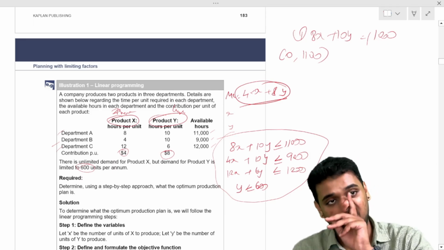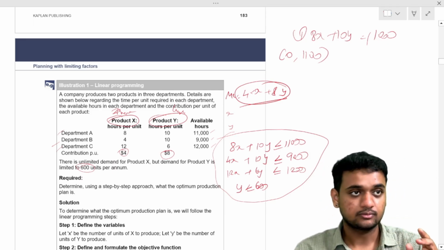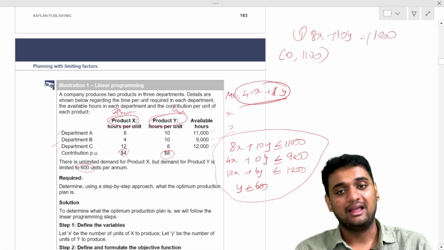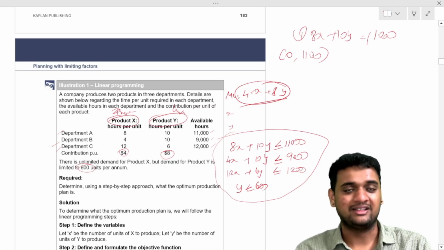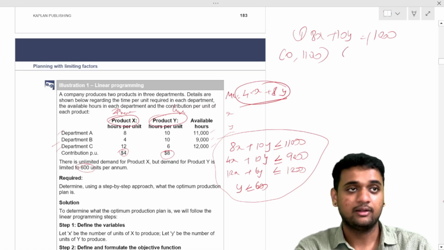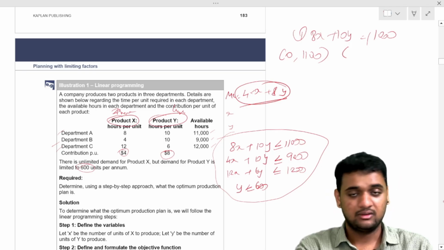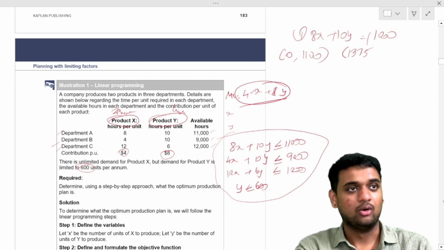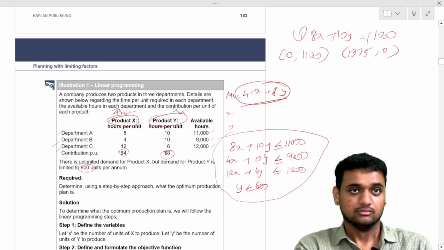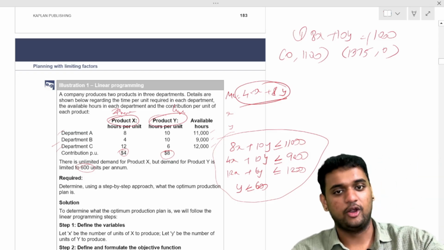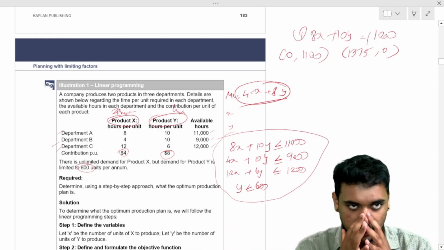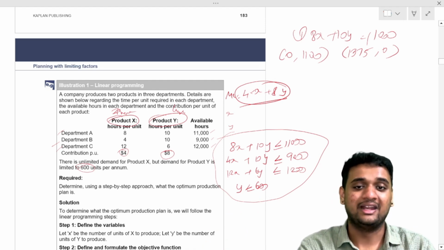Second, we will assume y to be 0. If y is 0, find out x. If y is 0, 8x is equal to 11,000, x is equal to 11,000 divided by 8, what you will get? So x is 1,375, y is 0. We have 2 points. First point is 0, 1,100. Second point is 1,375, 0. Understood? Second, what is the second equation?